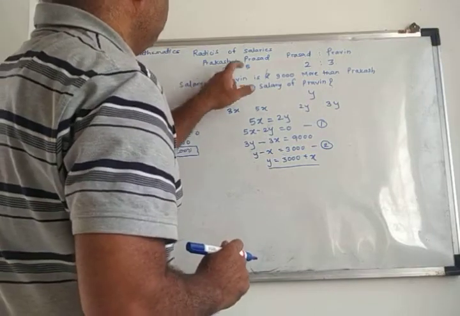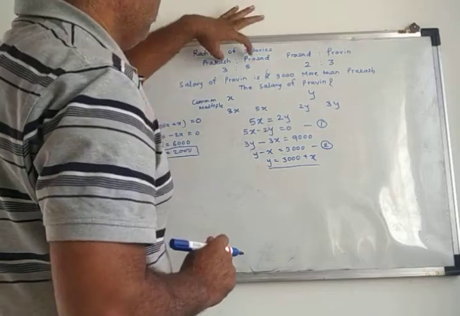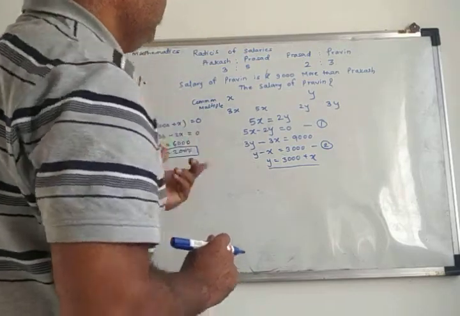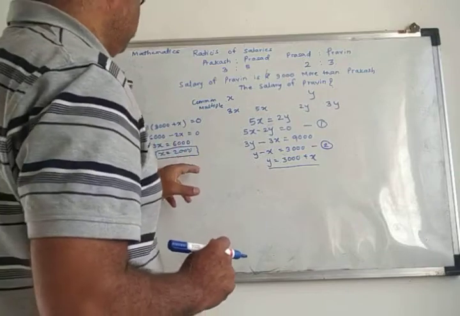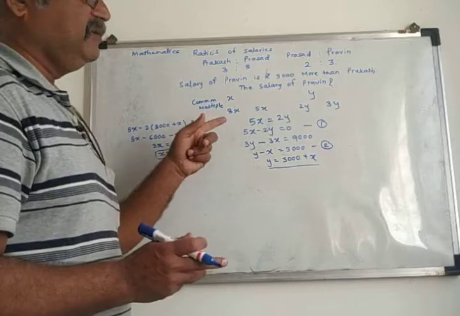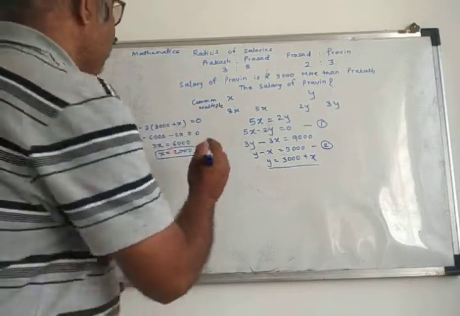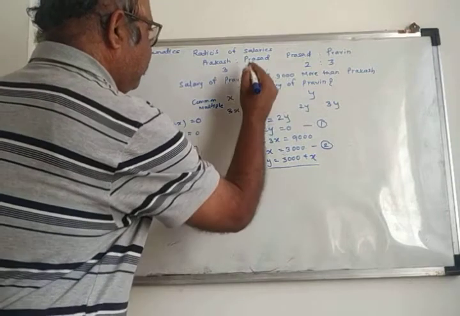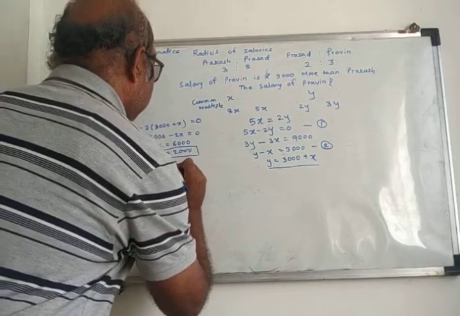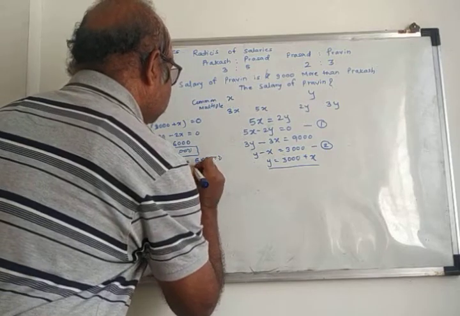See boys, this is the common factor for this x, the comparison of these two salaries. So we need Prakash's salary. As we know there is very little time to get your answer, here the Prasad salary is 5x, and therefore 5 into 2,000. This is nothing but 10,000.